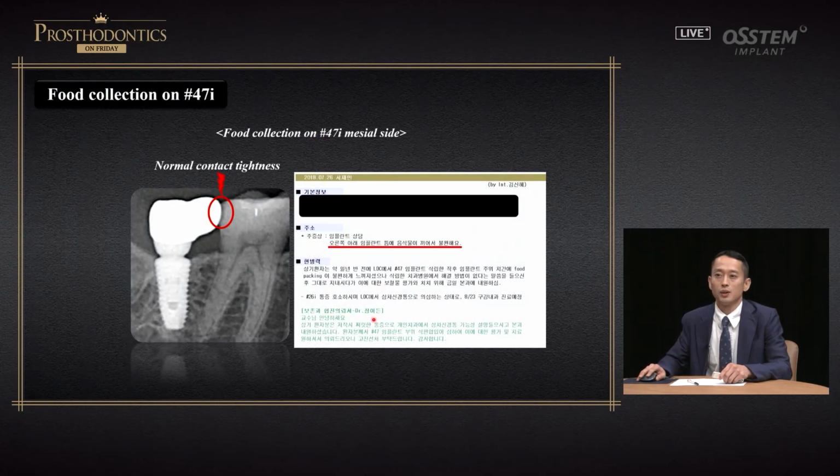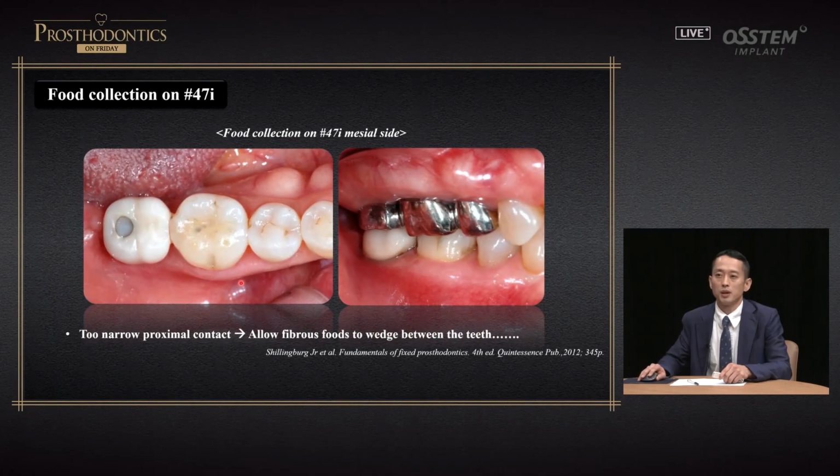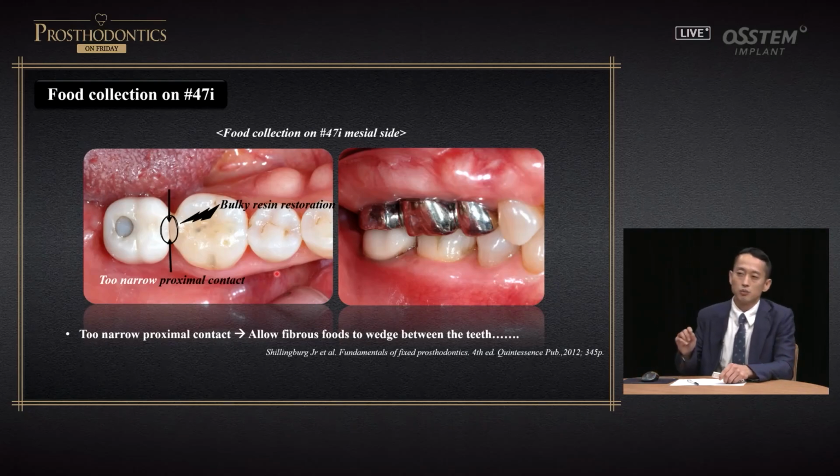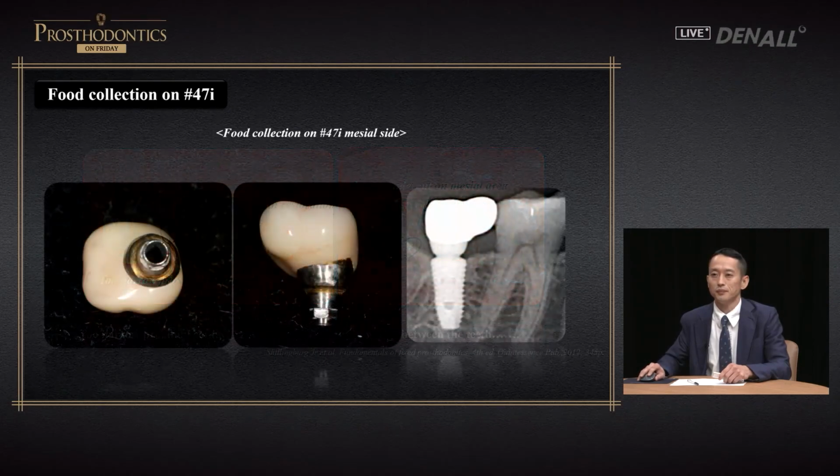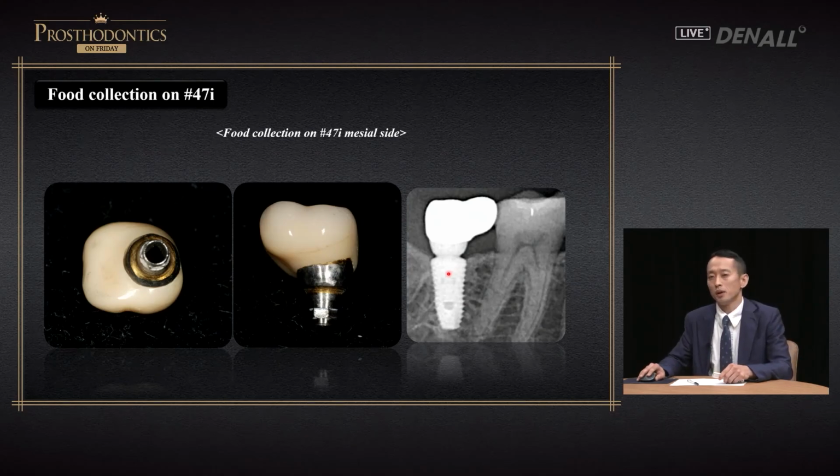Mesiodistal appearance. Number 47, the patient's chief complaint was food impaction around the implant. If you look at the contact, it's okay, but if you look at occlusal view, you can see the cause. Number 46, on the distal side, there is bulky resin restoration and the proximal contact was too tight. If the proximal contact is too tight, it leads to fibrous food to wedge between the teeth. You can see undercut here on the mesial side if you look at gingival embrasure. If you reverse the prosthesis, you can see the cause even more. The implant has been placed slightly distally.